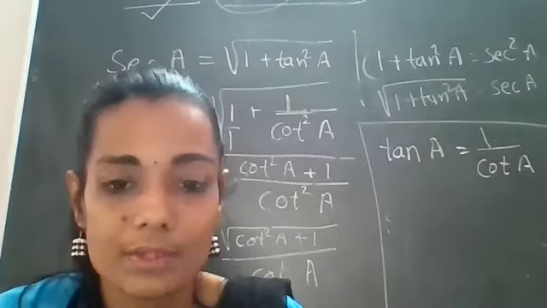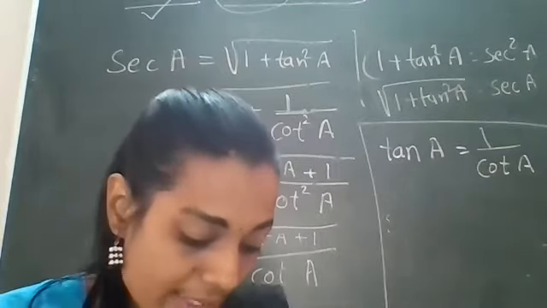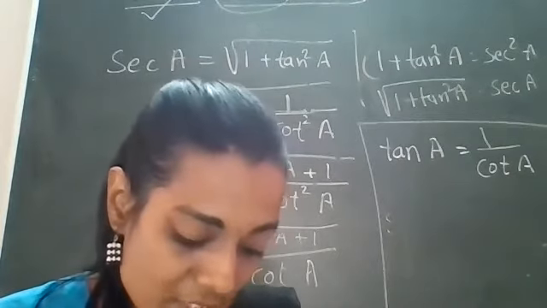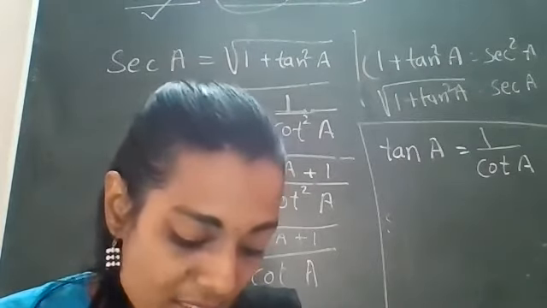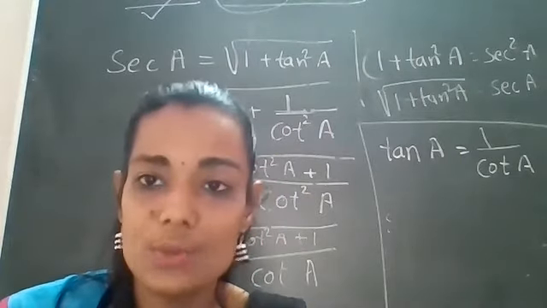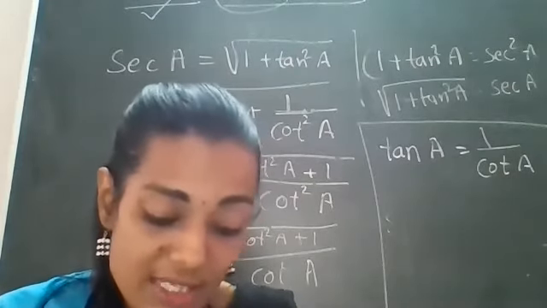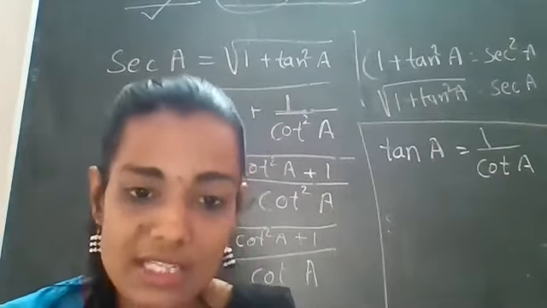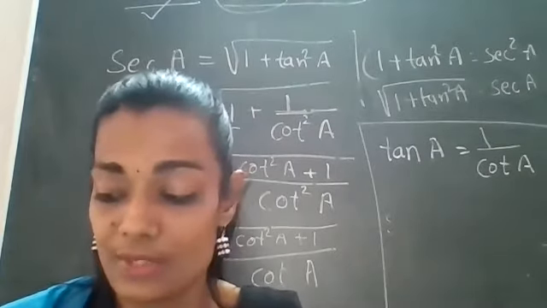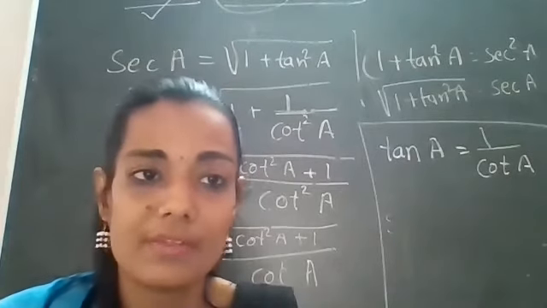Now similarly, second question is: write all the other trigonometric ratios of angle A in terms of sec A. All other means what? We have to find out the value of sin theta, cos theta, tan theta, cosec theta and cot theta in terms of sec theta. Meaning, in all the values sec theta should come.